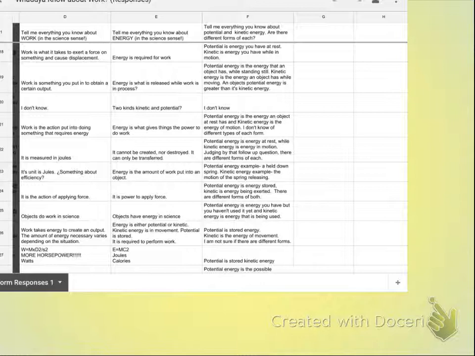What do you know about potential and kinetic energy? Are there different forms of each? We'll actually save that because we're going to start talking about energy and calculating energy and potential energy next week. So, let's finish up with your comments on this.